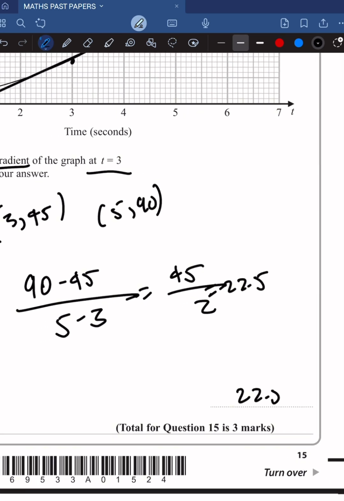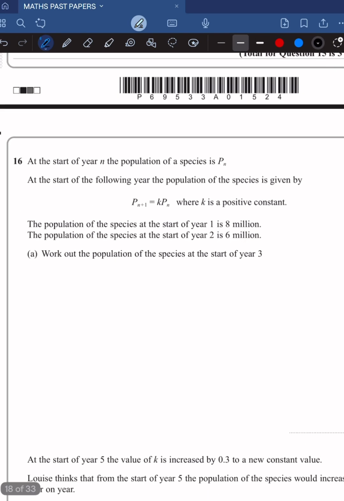So 22.5. Next one. At the start of the year n, the population of a species is Pn. At the start of the following year, the population of the species is given by Pn plus 1 equals K times Pn, where K is a positive constant. The population of the species at the start of year 1 is 8 million. At the start of year 2 it is 6 million. Work out the population of the species at the start of year 3.